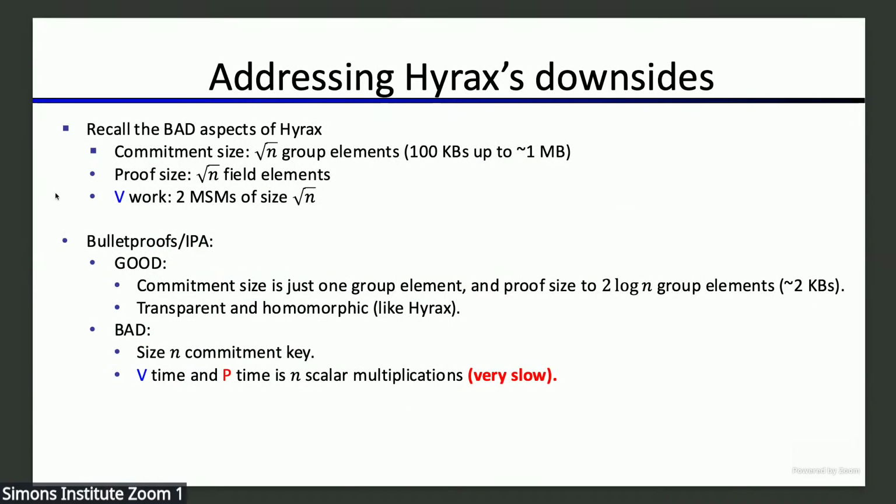Okay, so I've told you both the good things and the bad things about Hyrax. Let me give a whirlwind tour of how to address the bad things. So what Bulletproofs gets is the commitment size down from root n to 1. So that's good. And it makes the evaluation proofs logarithmic in size rather than root n. So all that's good. The bad things are the commitment key goes from root n to linear, and the verifier and prover both get really slow.